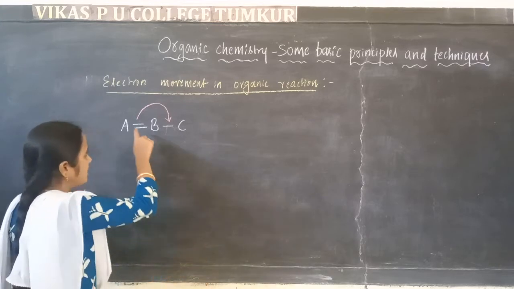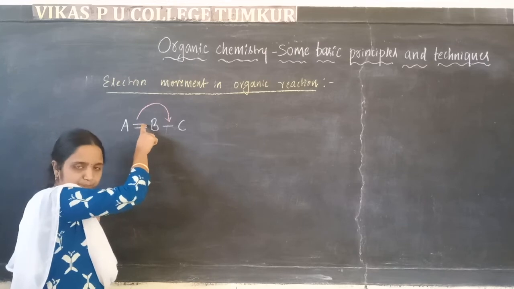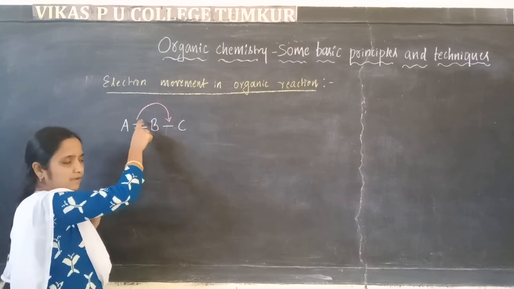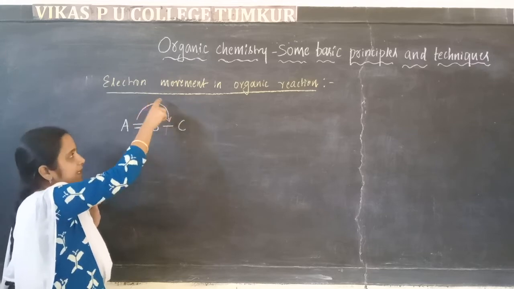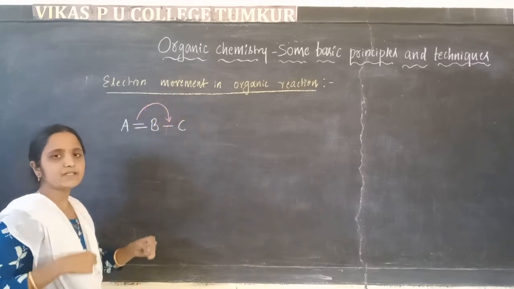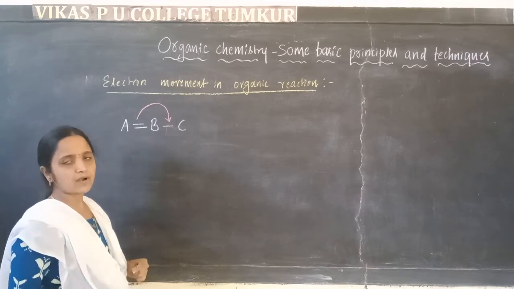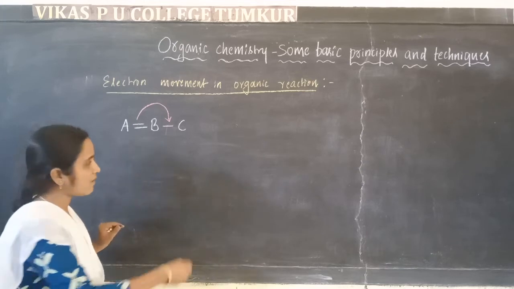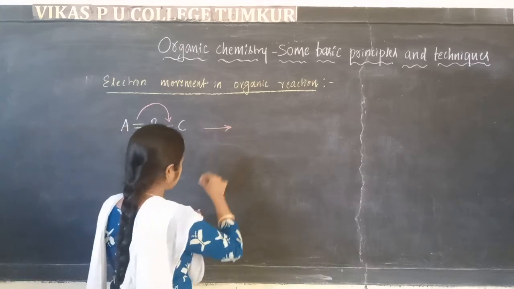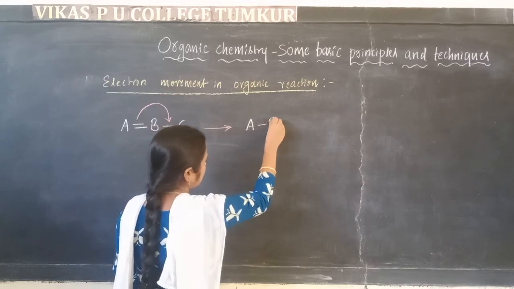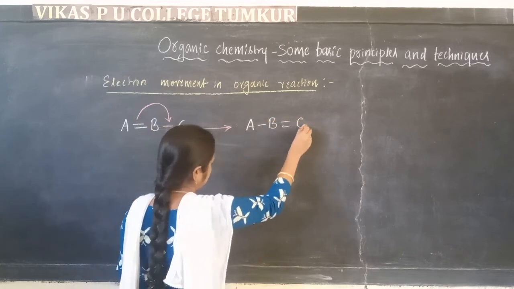that is, the shifting of the pi electron pair from one bond to the adjacent bond. Then after shifting we get this: A single bond, B double bond, C.